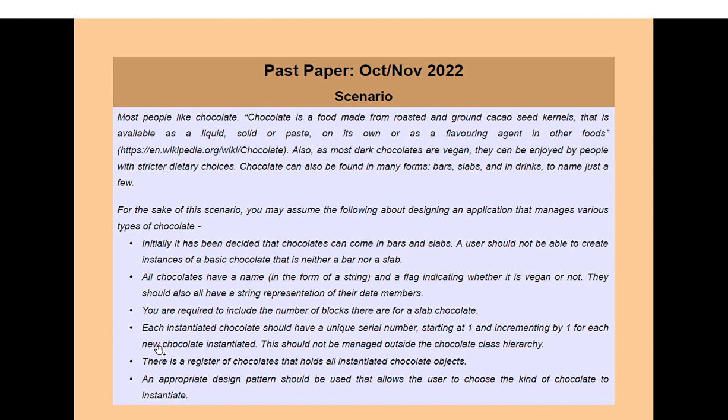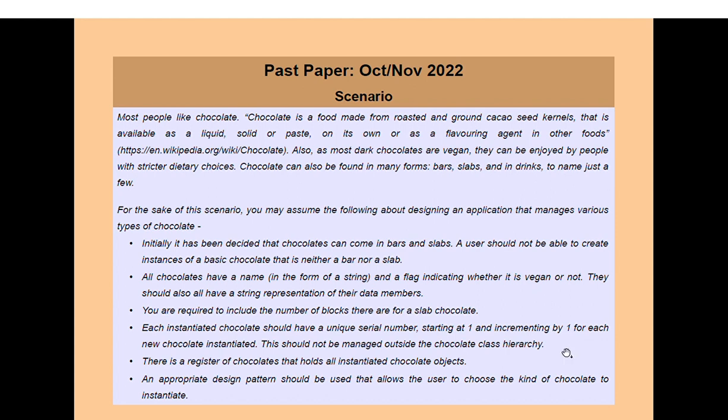Next point, each instantiated chocolate should have a unique serial number starting at 1 and incrementing by 1 for each new chocolate instantiated. This should not be managed outside the chocolate class hierarchy. So two things arise from this. Each instantiated chocolate should have a unique serial number, so that's another property that will be part of your base class and will be carried through to all of the derived classes by inheritance. But then you also need some mechanism for keeping track of the current serial number and incrementing it, and that must be done within the chocolate class. So you can't have a separate class that does the counting.